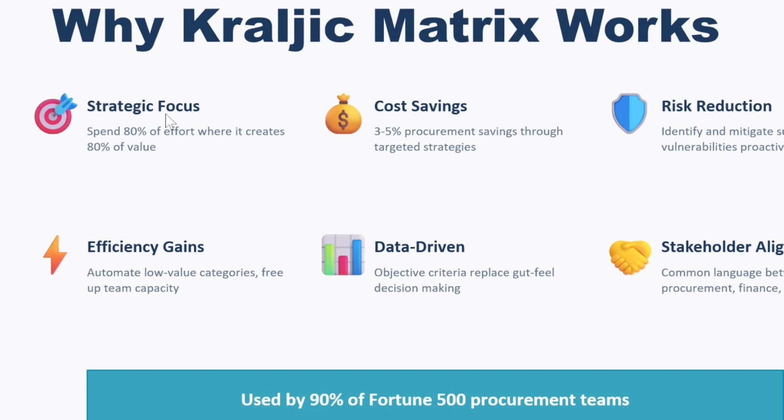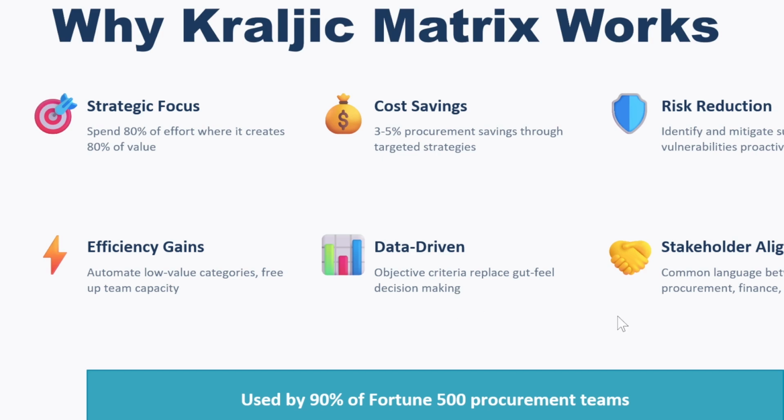First of all, it has a strategic focus. You spend 80% of your effort where it creates 80% of value. You also get cost savings, 3 to 5% of procurement savings through the targeted strategy, and that is bare minimum. The third is risk reduction, because you identify and mitigate supply vulnerabilities proactively. There will be efficiency gain because you automate low value categories and free up the team's capacity. And it is a data driven approach, so objective criteria replace gut feel decision making.